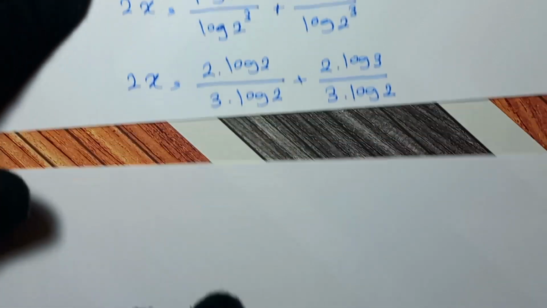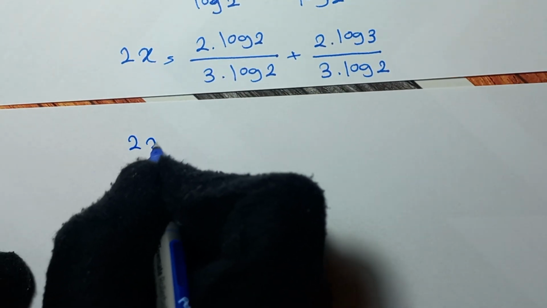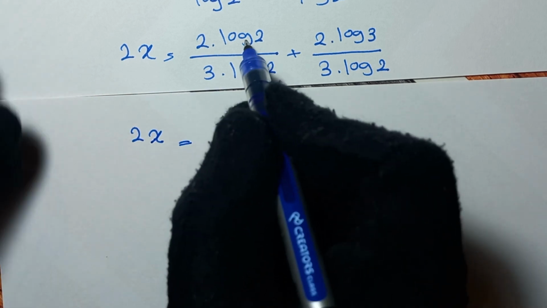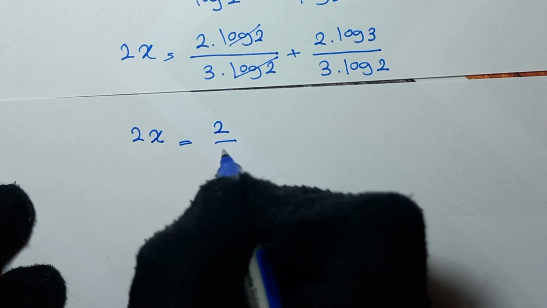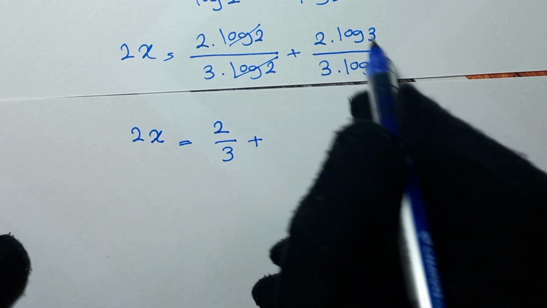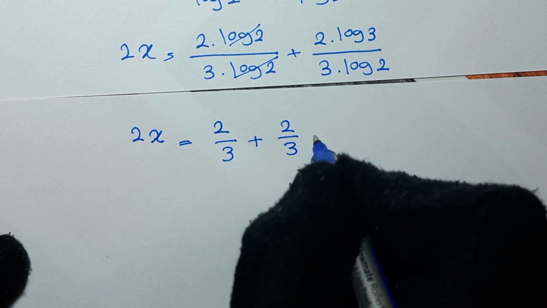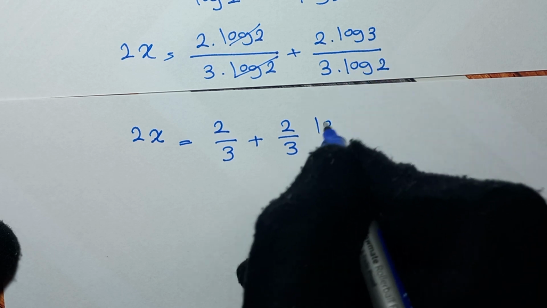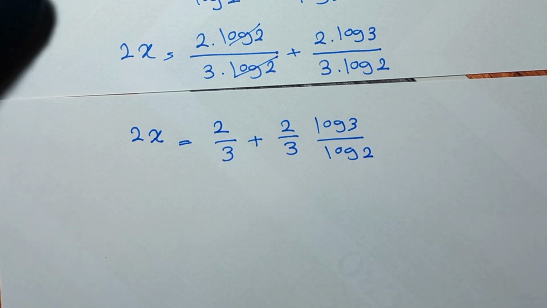And it will be 2x is equal to, here log 2 will cancel this log 2, and it will be 2 over 3 plus, and for this fraction it will be 2 over 3 times log 3 over log 2, right? Log 3 over log 2.